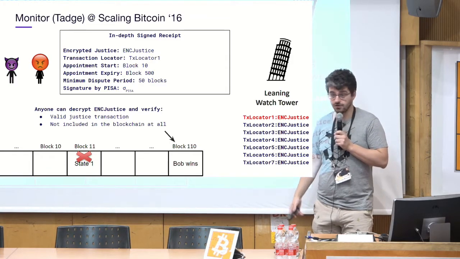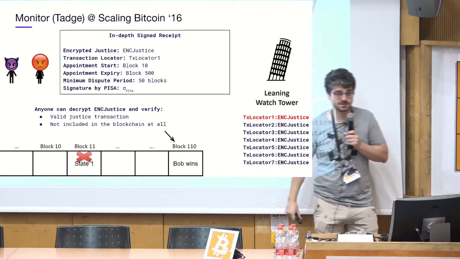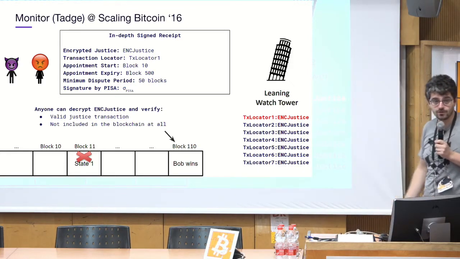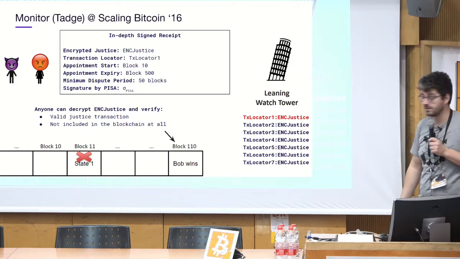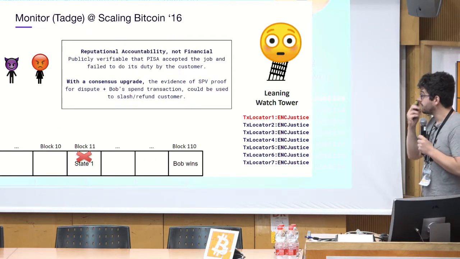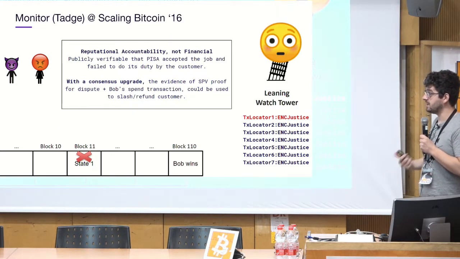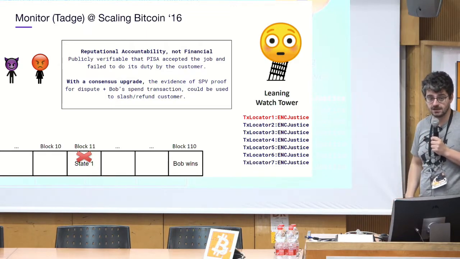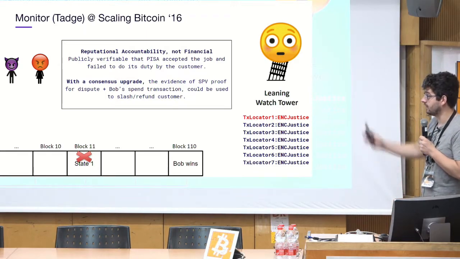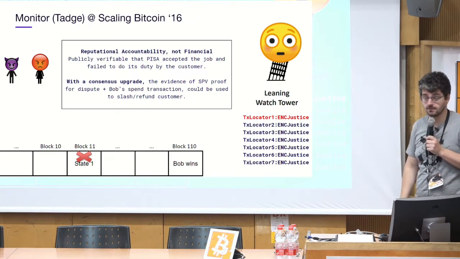So this is great. You can post this on Twitter and shame the watchtower for not doing their job. And that's important. There's some reputation going to be involved in these networks. But as I mentioned, we can only achieve reputational accountability. We cannot yet achieve financial accountability on Bitcoin. With a new consensus rule, we can somewhat achieve that.